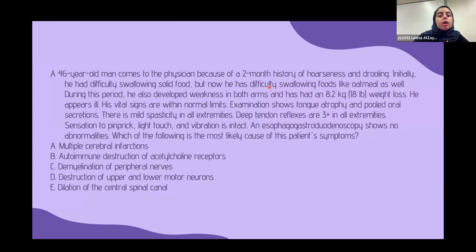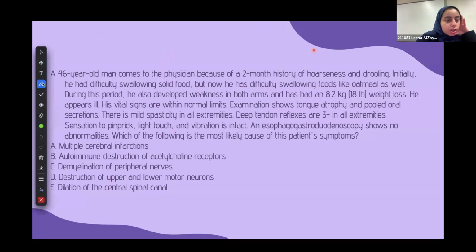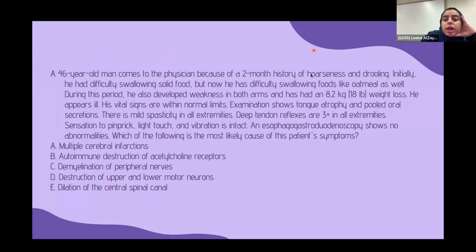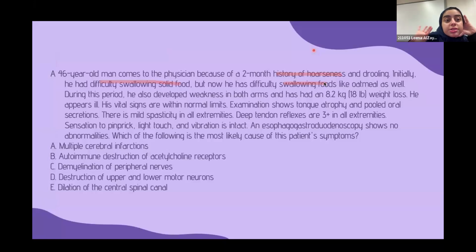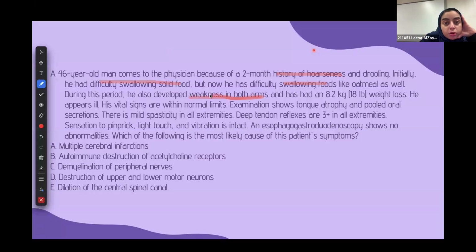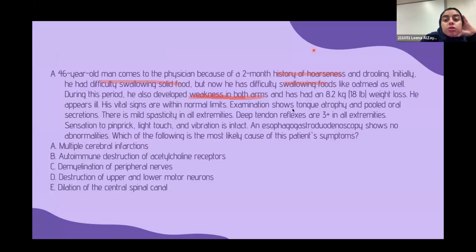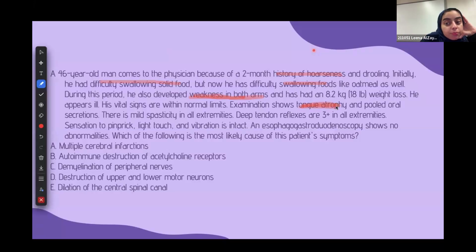Okay. Let's take this step by step. I don't want you guys to rush into an answer. This is the worst thing you can do in anatomy. So I'm going to annotate and highlight with you guys. We have a history of hoarseness, difficulty swallowing solid food, and swallowing food in general. So you have dysphagia. Weakness in both arms, so you have weakness. You have tongue atrophy.